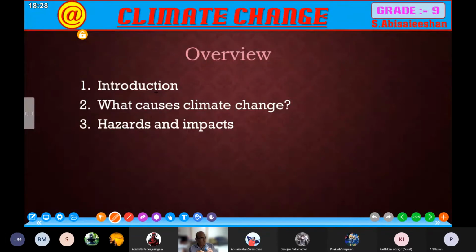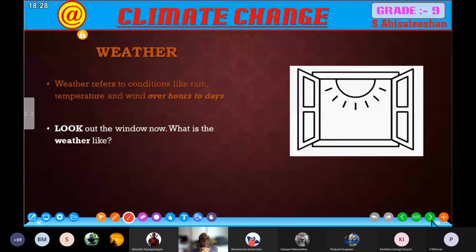Climate change. We can see the introduction of climate change, what the factors of climate change are, and hazards and impacts. Introduction. Weather refers to conditions like rain, temperature, and wind over hours to days. Look out the window now. What is the weather like? It's a sunny day.